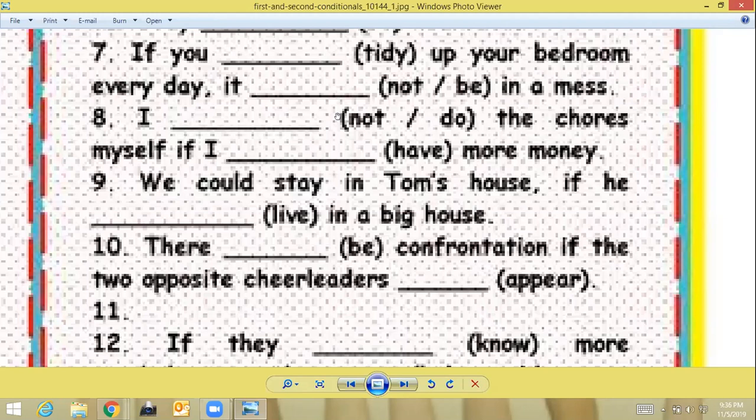So, what is it? It's an interruption, the sound. Yeah, hold on.